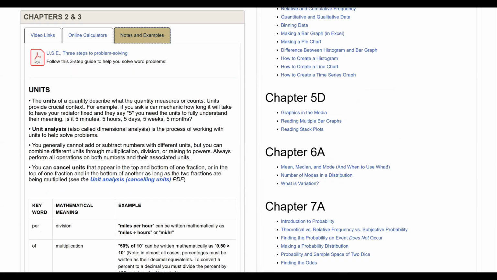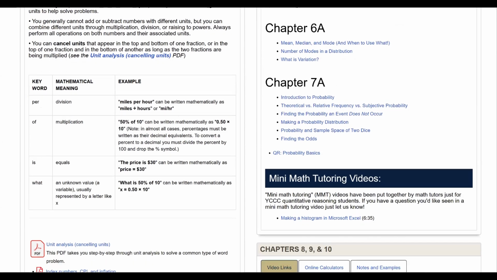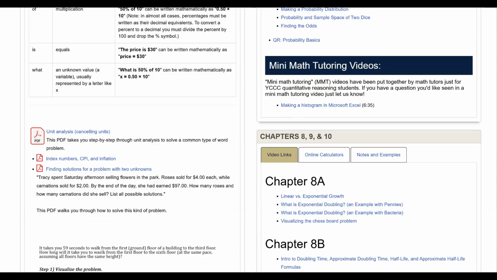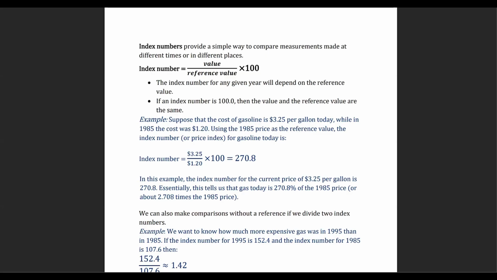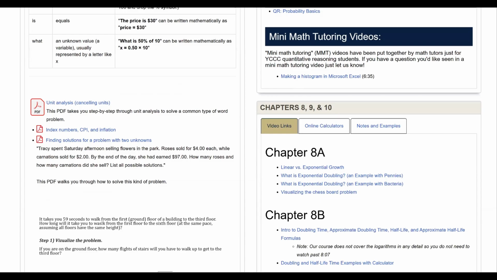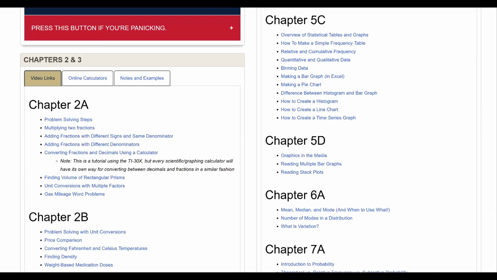In these notes and examples, you can see we have some keywords here: per, of, is, and what. We have the mathematical meaning and then examples. You'll find notes like this for all of this class. Some of the things you can download, so you might find that you have a homework question that is super, super similar to something we already have notes for. Or videos. Like I said, all of these links here say video links. There are a ton for each chapter.